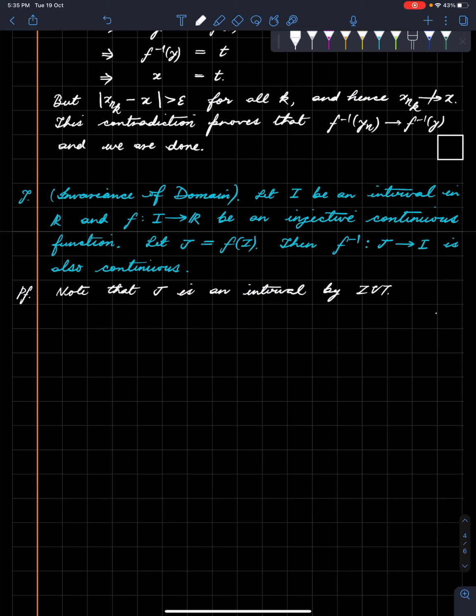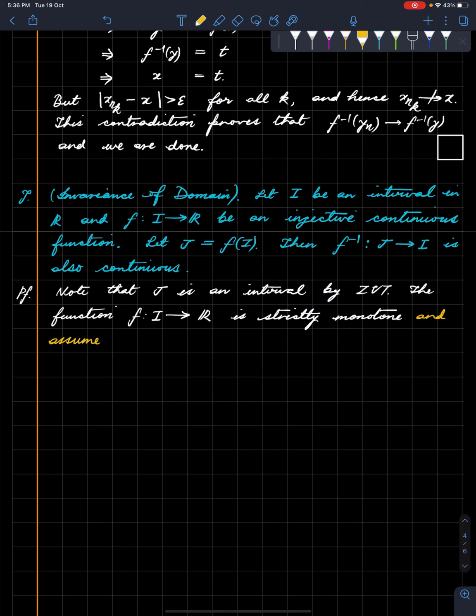Further, the function f is strictly monotone. This is what we proved in the previous lecture, because f is an injective continuous function on an interval, hence it is strictly monotone. Without loss of generality, assume that f is strictly increasing.